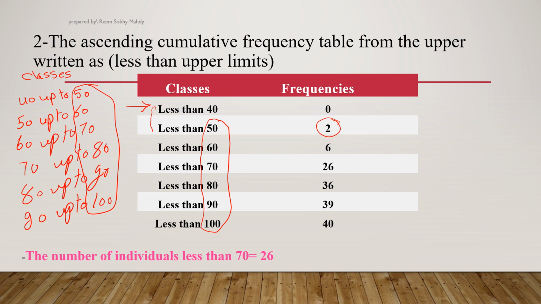After that, the frequency for the class less than 60 means the frequency of the first class 0, plus the second class 2, plus the third class 4, which equals 6. So the frequency for the class less than 60 equals 6, and so on till the end of the data. And we can see that the frequency for the last class equals 40, which is the total frequencies.